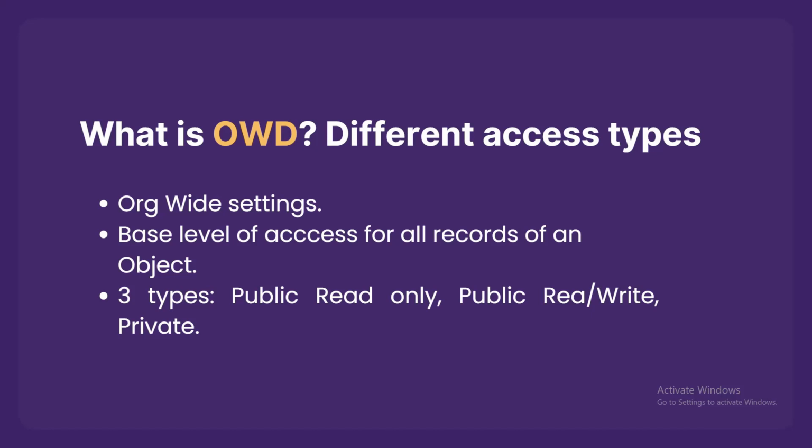Whenever the OWD is private, then apart from the user who is the owner, nobody will be able to see or access the data, or even edit or delete it. Whenever we keep the OWD public read only, the users will be able to read the data, but apart from reading, they will not be able to do anything. And whenever the OWD is public read write, then the users will be able to read or edit the data.